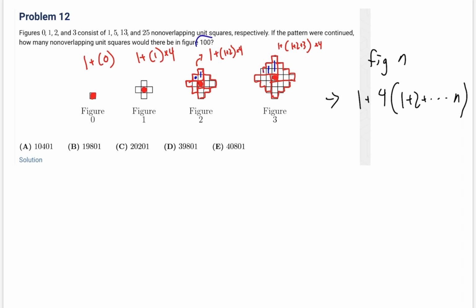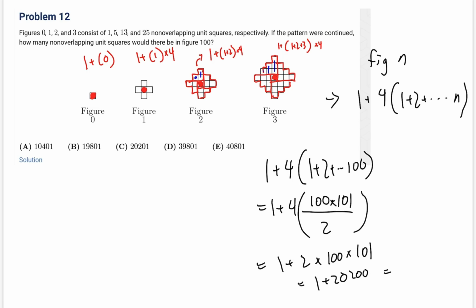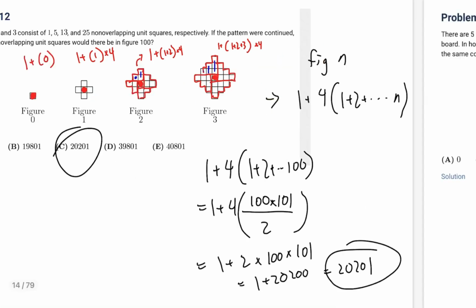So what we want is figure 100, right? For us to get figure 100, let's just put 100 into n. So 1 plus 4 times 1 plus 2 plus all the way to 100 equals 1 plus 4 times 100 times 101 over 2. So this is 1 plus 2 times 100 times 101 equals 1 plus 20,200, which is 20201. So this is number C.